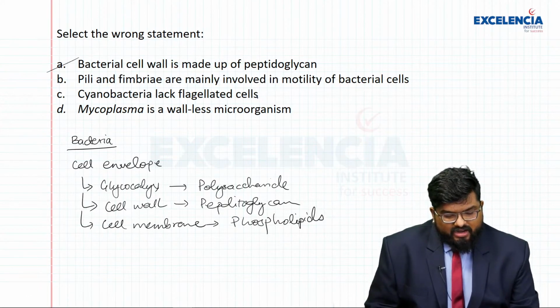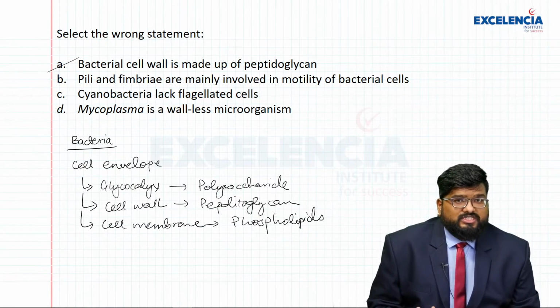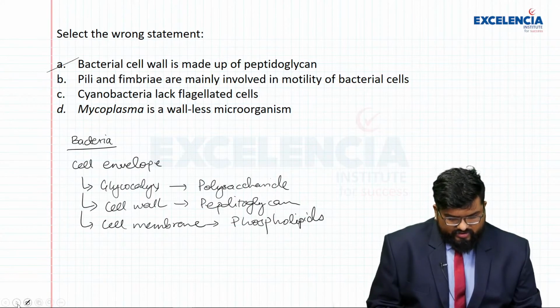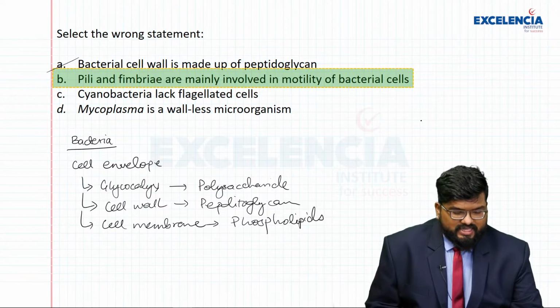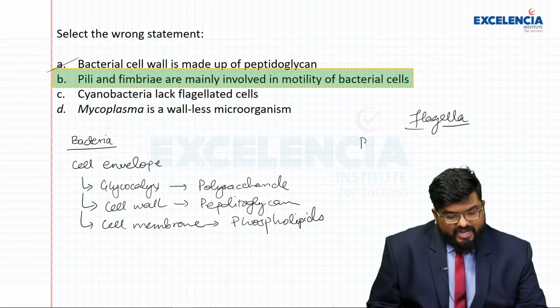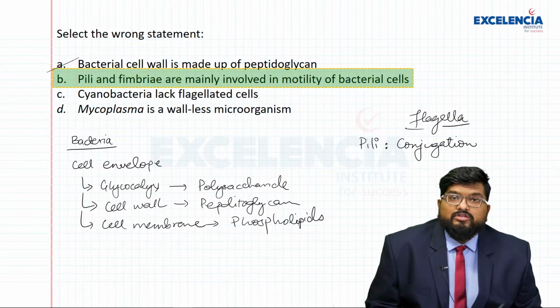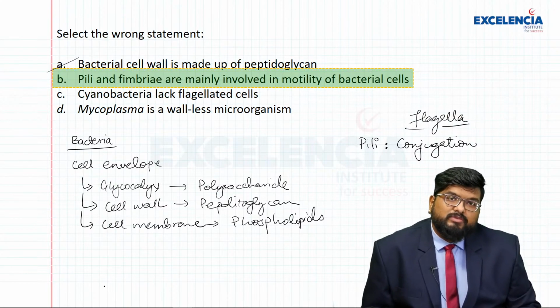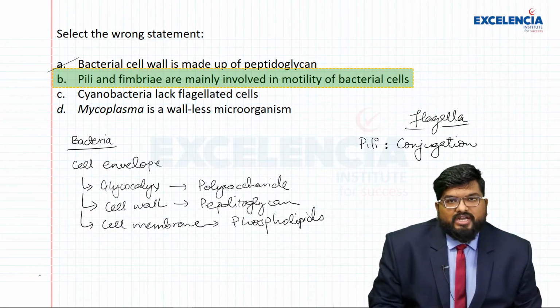Pili and fimbriae are involved in motility of bacterial cells. Is that true? We have to select the wrong statement. That is wrong, isn't it? Why? Because motility of bacterial cells is because of flagella. Then what are pili and fimbriae involved in? Pili are involved in something called conjugation. What is conjugation? Conjugation is a primitive type of sexual reproduction between bacteria where transfer of plasmid takes place.